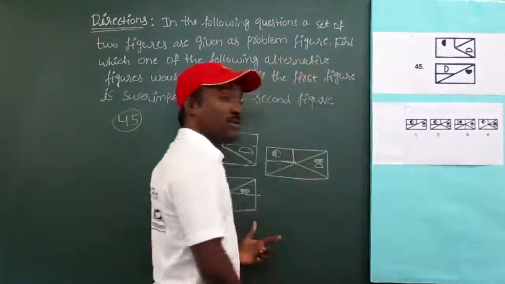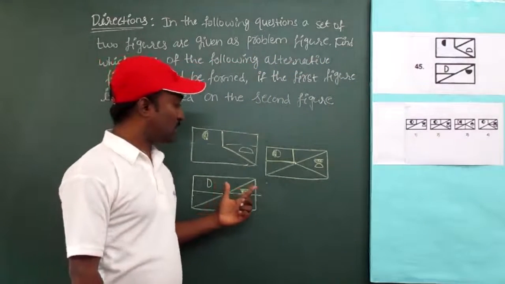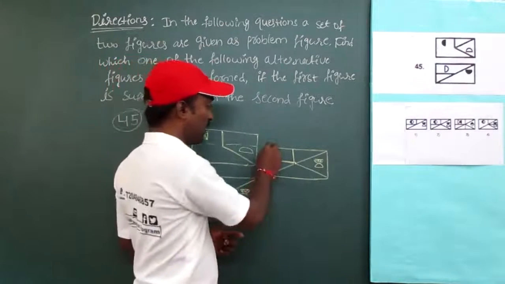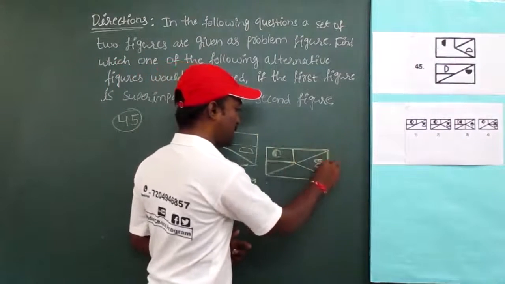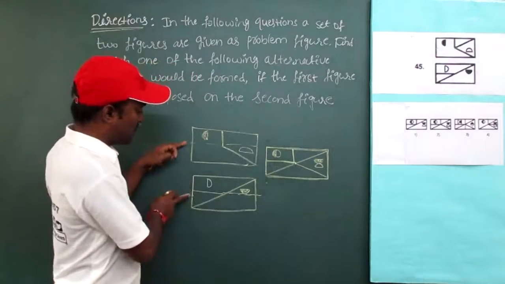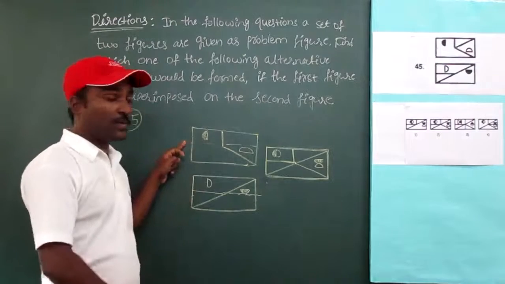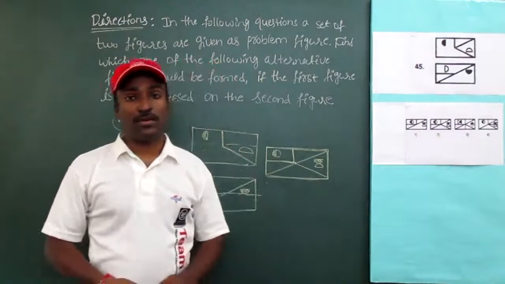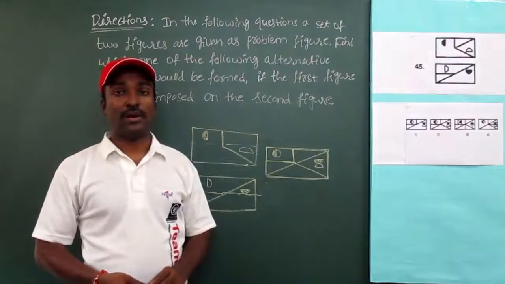So this is how we solve this example. There is no need of drawing this figure. If you just imagine the superimposed figure formed by superimposing the second figure on the first figure, you can eliminate the wrong options and then finally come to the right option. Okay friends, now I will move to the next problem.